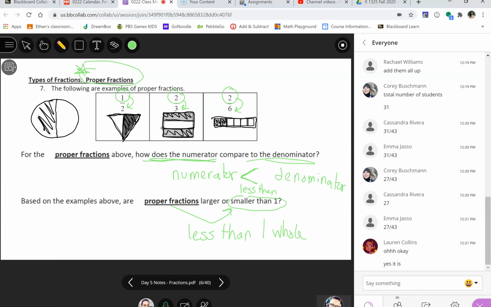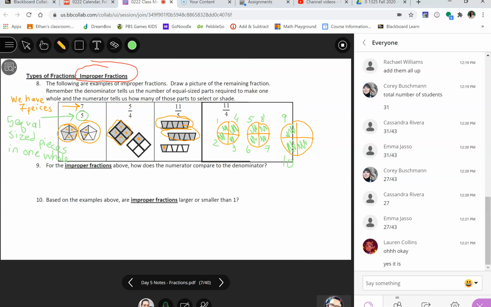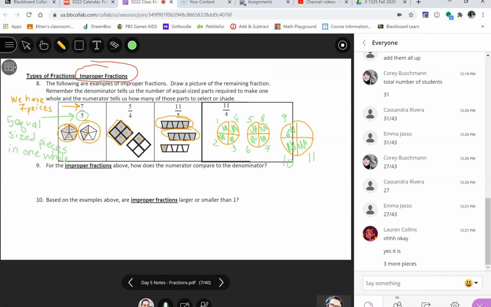So I need 11 pieces. So I'm going to draw 1, 2, 3, 4 pieces. That's 1 whole. Then again, there's 4 pieces in a whole. Then, I should number those. 1, 2, 3, 4, 5, 6, 7, 8. I need to keep going, so I need to draw another whole. 4 pieces. So 1, 2, 3, 4, 5, 6, 7, 8, 9, 10, 11. That's what 11/4 would look like.